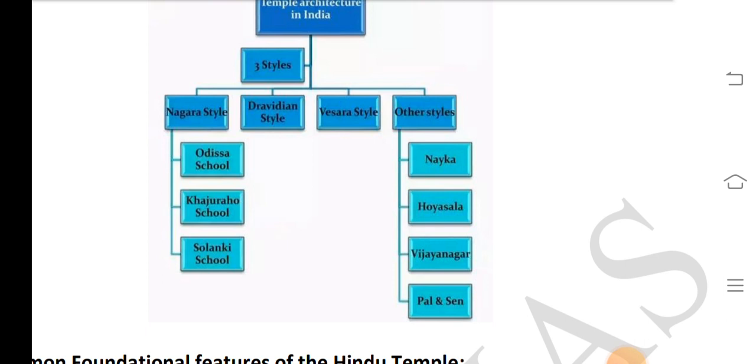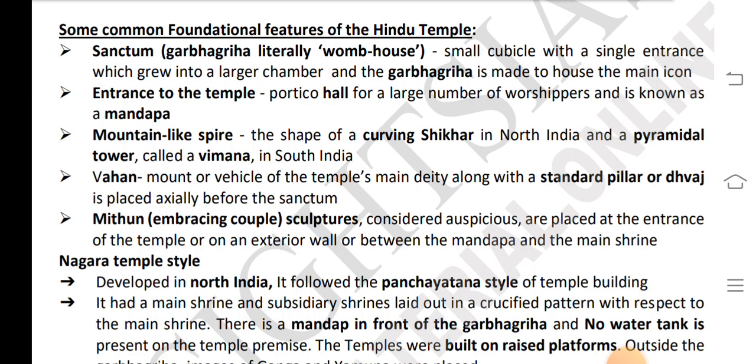Temple architecture in India in three styles: Nagara style, Dravida style, Vesara style, and other styles. Nagara style: Odisha school, Khajuraho school, and Solanki school. Other styles: Nayaka, Hoysala, Vijayanagar, and Pala and Sena.